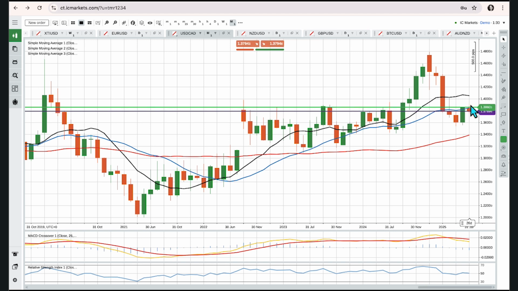What we have also done so far this month is break the high of the previous monthly candle, which closed nice and bullish. So what I'm looking for is potential opportunities to the upside.